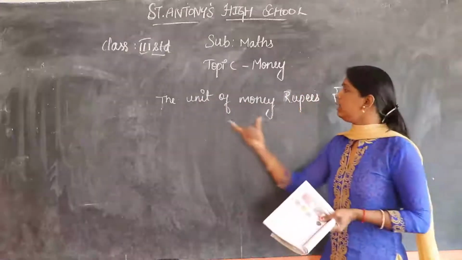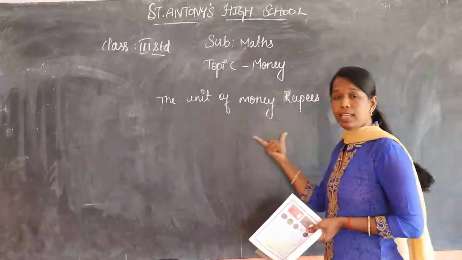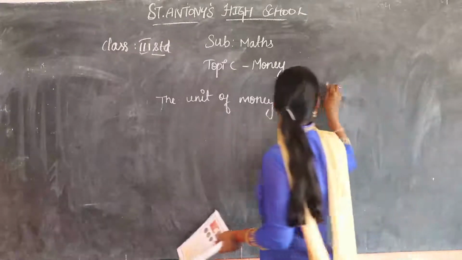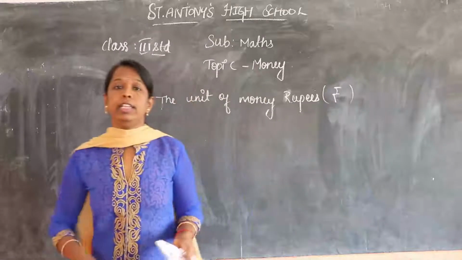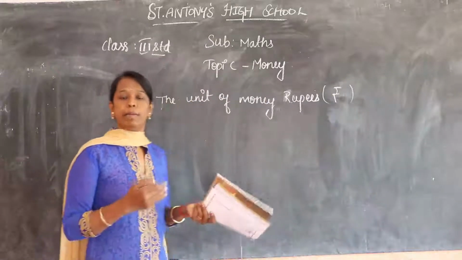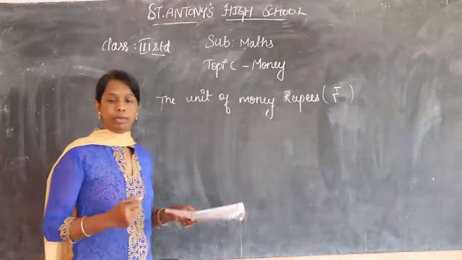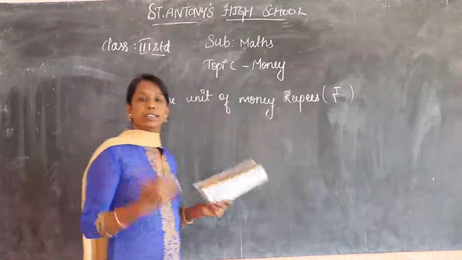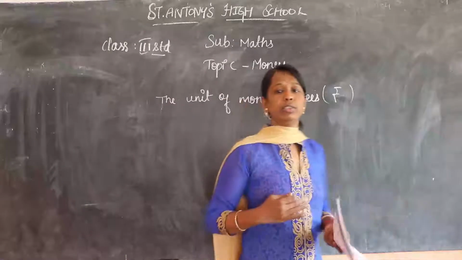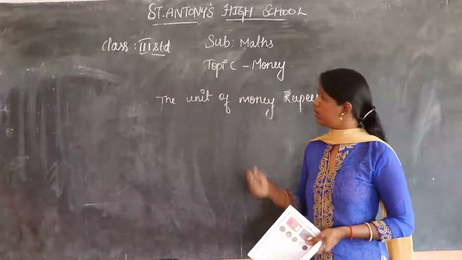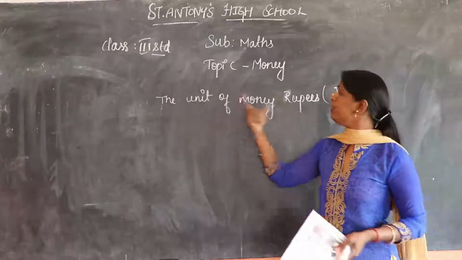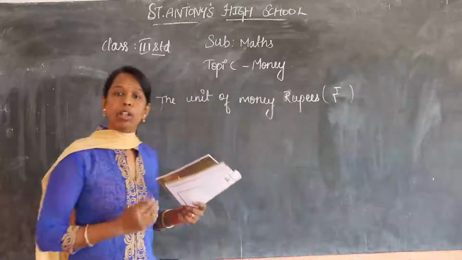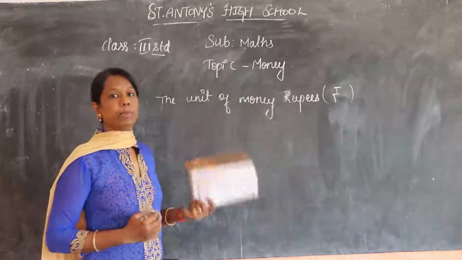Usually the unit of money in India is expressed in rupees. This is the symbol of rupees. In other countries, for example America, they use money in terms of dollars, and other countries also use cents. But in our country, we use money in terms of rupees, and the smaller unit we represent as paisa.